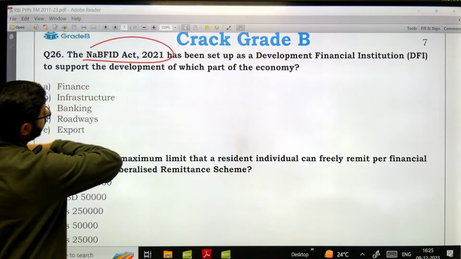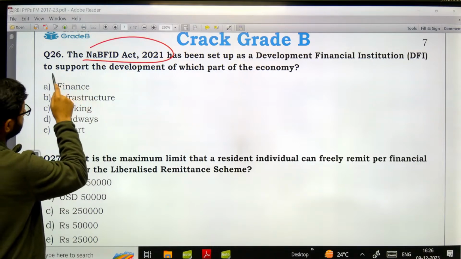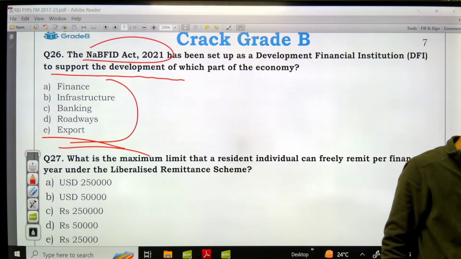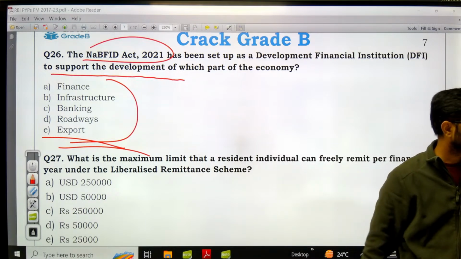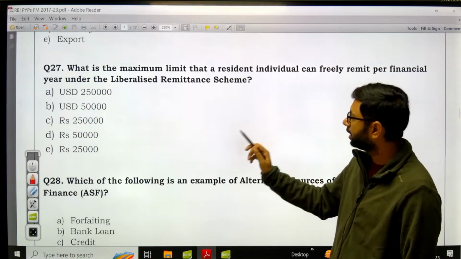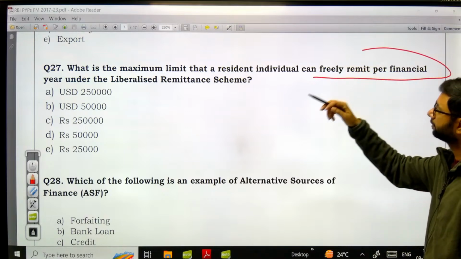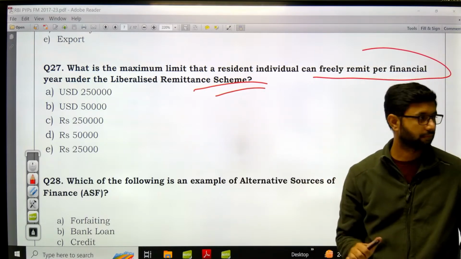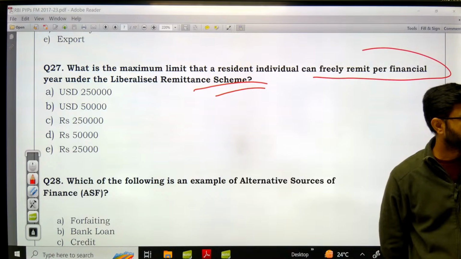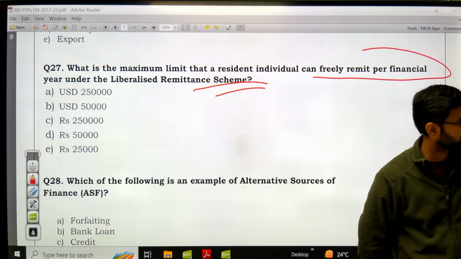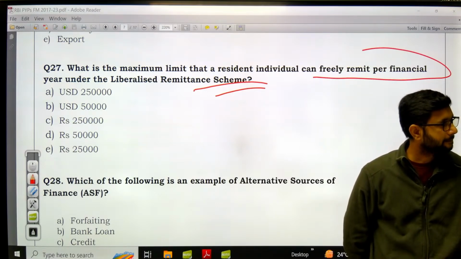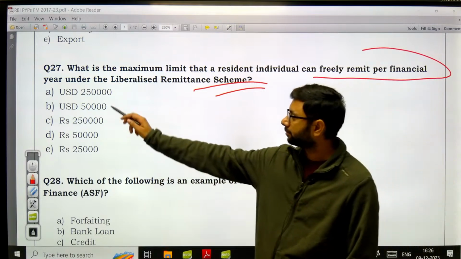The NABFID Act 21 has been set up as a developmental finance institution to support development of which part of the country or which sections of the economy? It should be an easy one. Yes, correct. Infrastructure. Okay. Next, what is the maximum limit a resident individual can freely remit per financial year under the liberalized remittance scheme? Lokesh says A. Serial says A. What about others? What do you think is the correct answer? A is the correct answer.